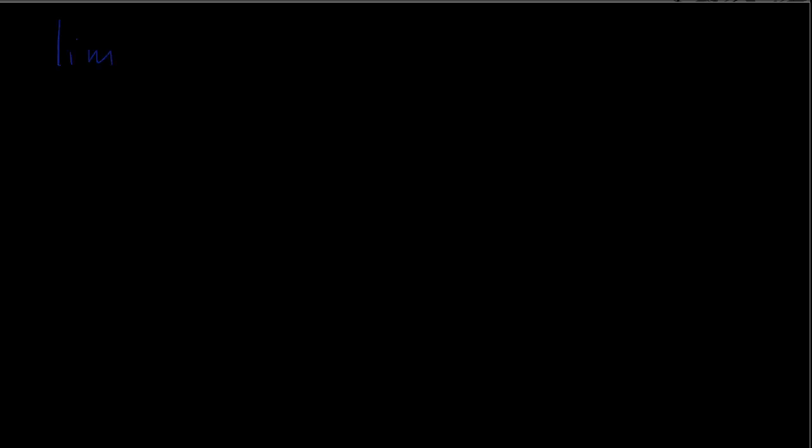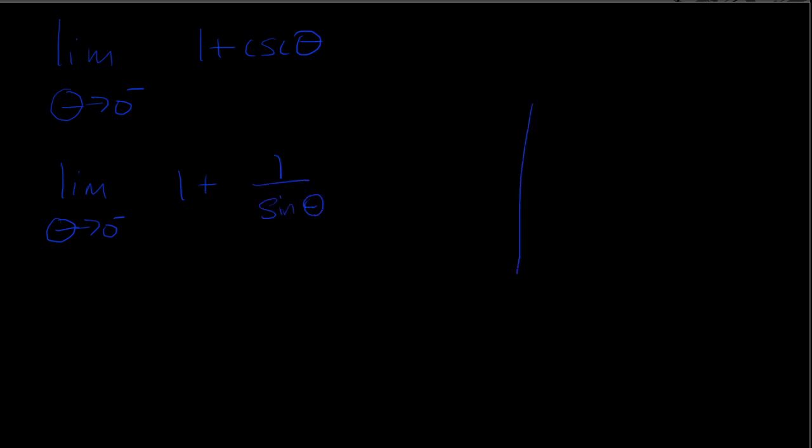Okay. Next, let's look at cosecant. So we have theta approaching 0 from the left of 1 plus cosecant. I'm going to rewrite this in terms of sine, because that's easier to look at. And I'm going to look at the unit circle. Okay, so I'm looking at 0 from the left. So to the left of 0 could be like negative 0.001, negative 0.00001, etc. So that's going to be in this direction here, since you have a negative angle.